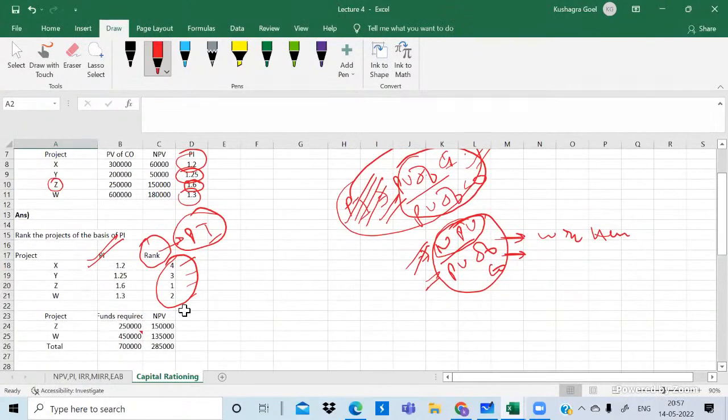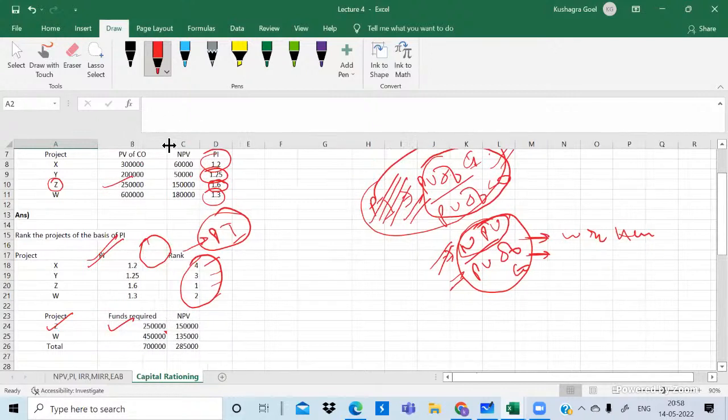Okay, fine. Now, once I know the ranks and I've given the ranks to different projects, I will then follow those ranks and decide which project is to be accepted. So I'll first go ahead with the project which has rank 1, which means I'll go ahead with project Z. I'll implement project Z. But if I implement project Z, how much money will I need? I'll need 2.5 lakhs. So funds required will be 2.5 lakhs. What is the total fund that I have? I've got a total of 7 lakhs.